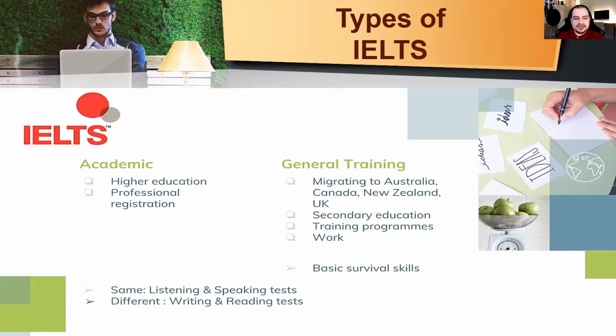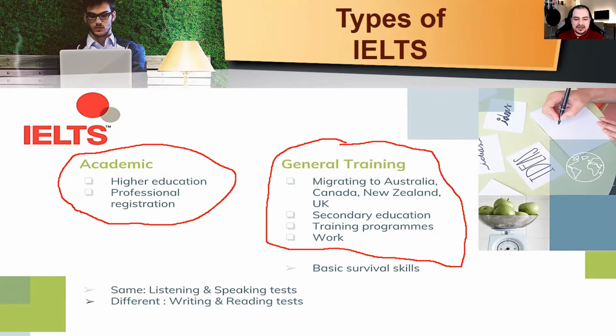Okay, so now we can see in this slide that the academic IELTS is the one that is used for higher education and professional registration. So yeah, like we just mentioned, it's for students who want to enter graduate or postgraduate study in an English-speaking country, okay? And the general training is for people that want to migrate to Australia, Canada, New Zealand, and the UK, all right? And also for training programs or for work, okay? So it tests basic survival skills, okay?